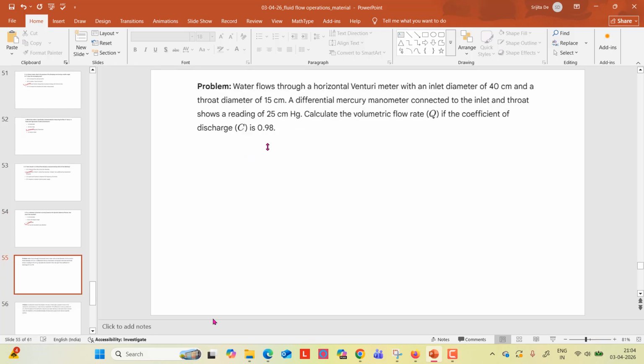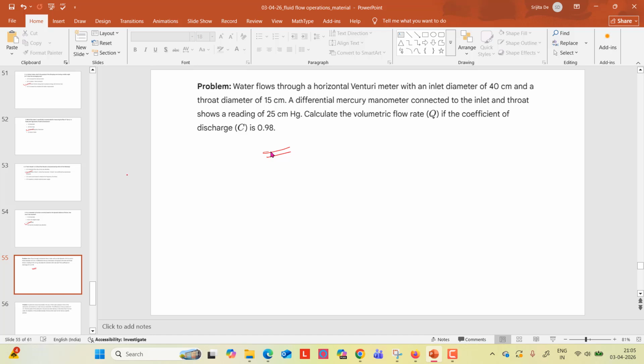Now there is a problem based on the Venturi meter or orifice meter, very easy. Just do it. Water flows through a horizontal Venturi meter with an inlet diameter of 40 centimeter, that means D1 is 40 centimeter. Throat diameter is 15 centimeter. I think we have done this problem recently. A differential mercury manometer connected to the inlet and throat shows a reading of 25 centimeter Hg. The flow rate needs to be calculated. Coefficient of discharge is given. This is done, so please go back and check.